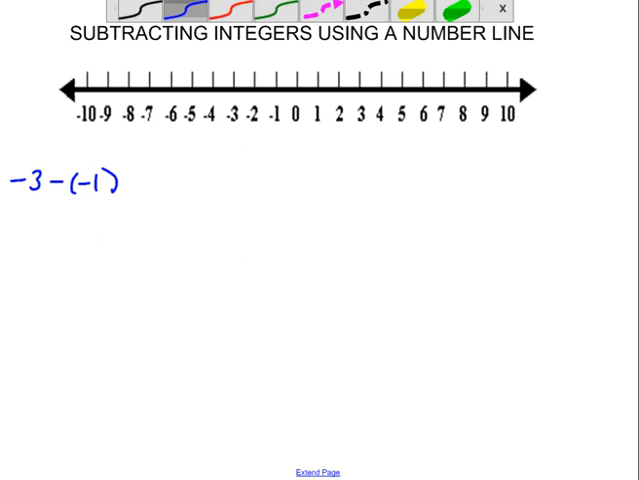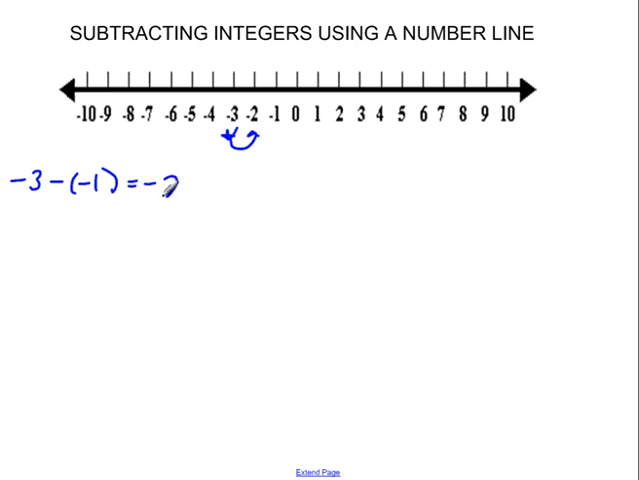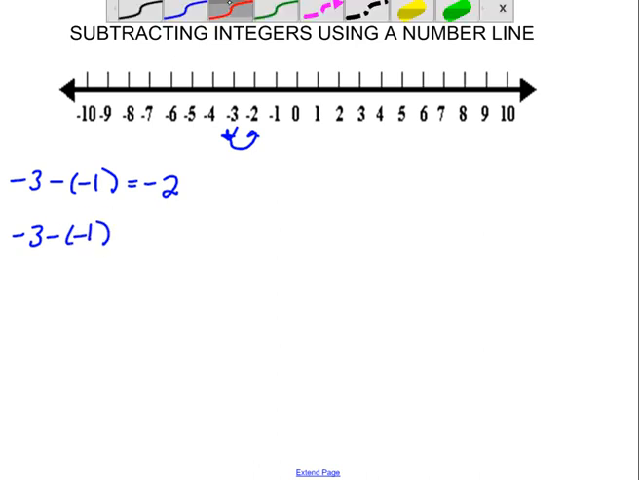So we're going to start at -3, and when we subtract a negative, it's actually like we're adding. So we're moving to the right. And our answer will be -2. And this is why on the other video I said that when you subtract, it's like adding the opposite. So really you can think of it, if you prefer, as an addition problem.